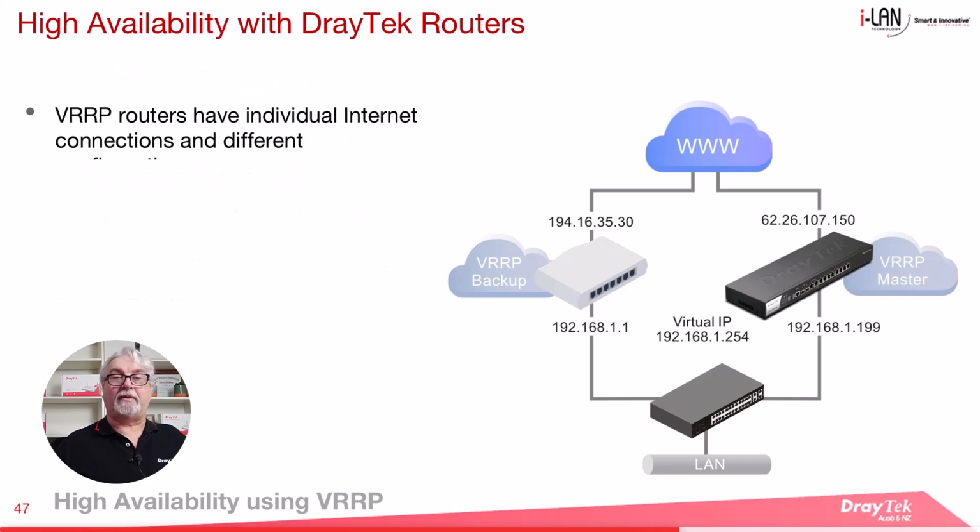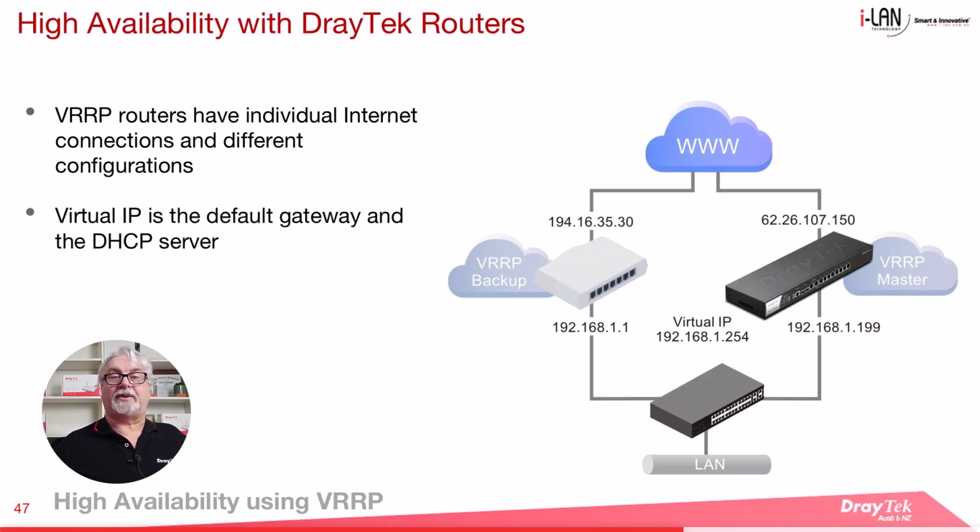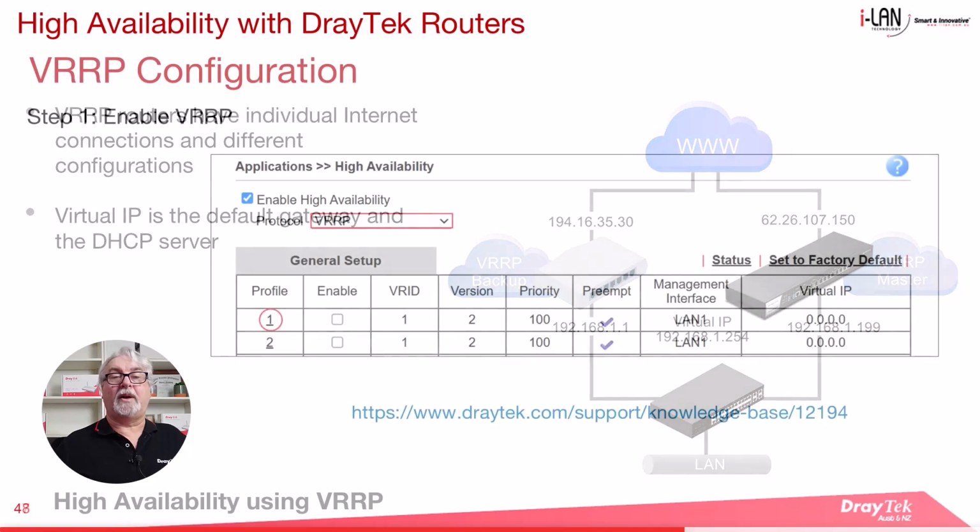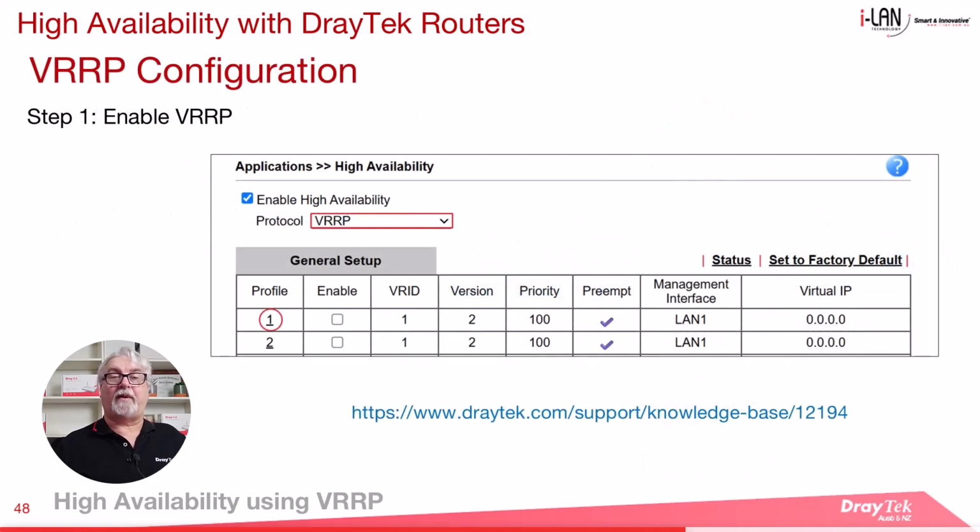Each router will have its own internet connection and configuration, as shown in this diagram, but they will share a common virtual IP address on the LAN. Let's go over the steps required to set up high availability using VRRP. Detailed instructions are available in Knowledge Base Article 12194 shown here. The first step is to enable high availability and select the VRRP protocol.